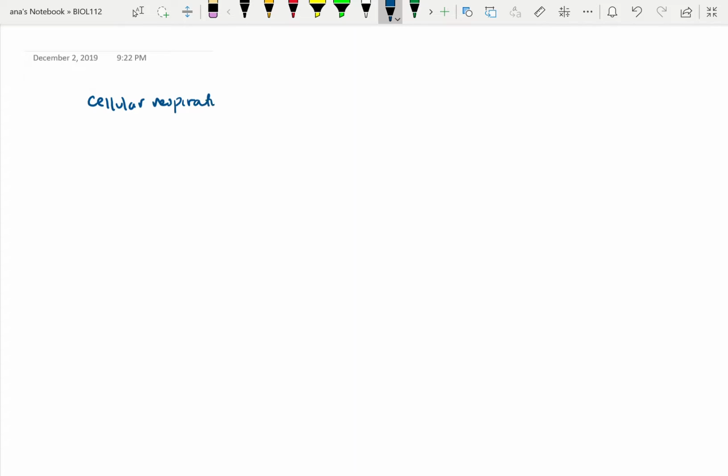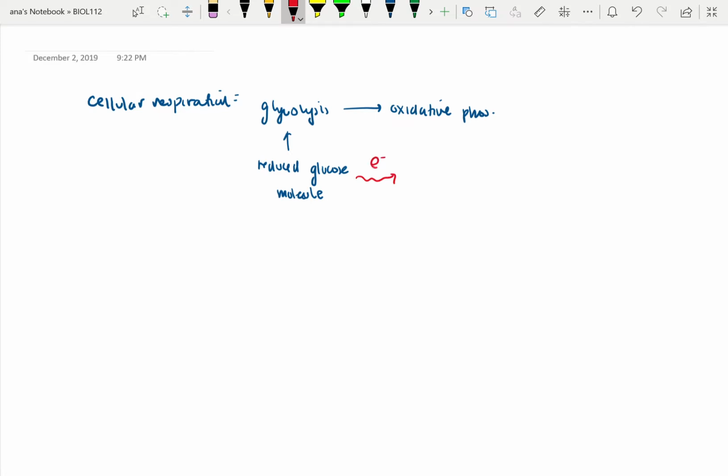So we know that cellular respiration consists of glycolysis all the way until we get to oxidative phosphorylation, right? The main idea is that glycolysis is starting with a reduced glucose molecule, and eventually we want to get all of the electrons from this highly reduced molecule to put into oxidative phosphorylation and then get our ATP out.